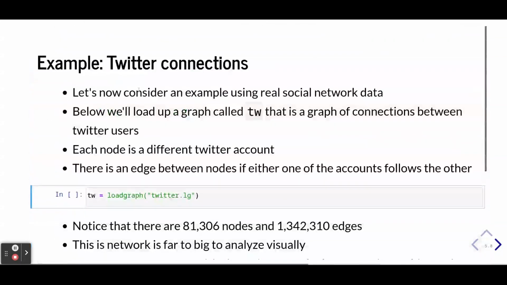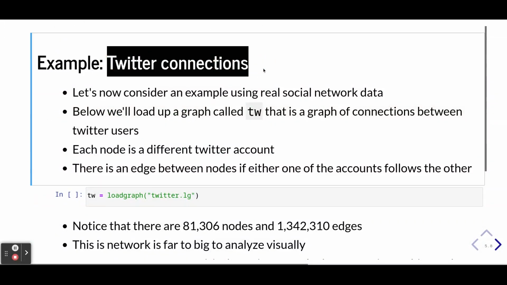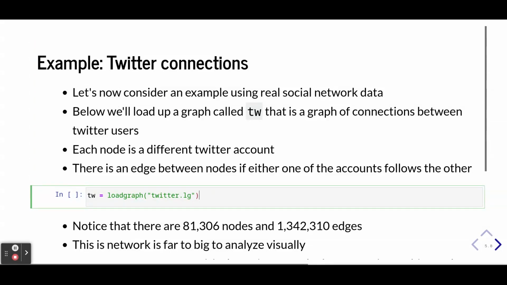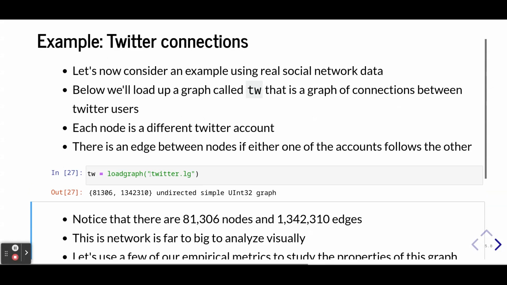But we'll move on and look at a real world example of a graph. Here I'm going to load up a somewhat large graph coming from Twitter. We have 81,000 nodes and 1.3 million edges. Each node represents a user on the Twitter or X platform, and each edge forms if one user follows another.